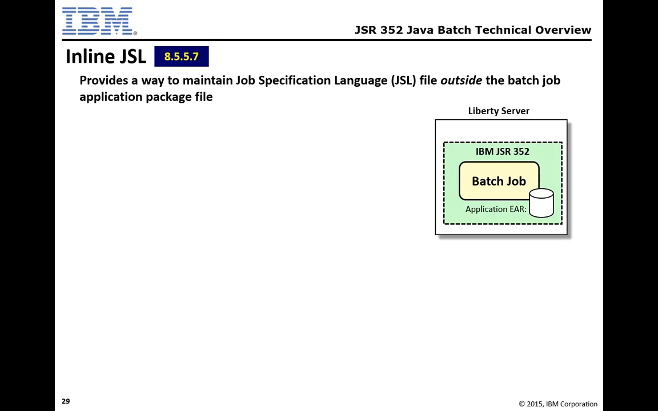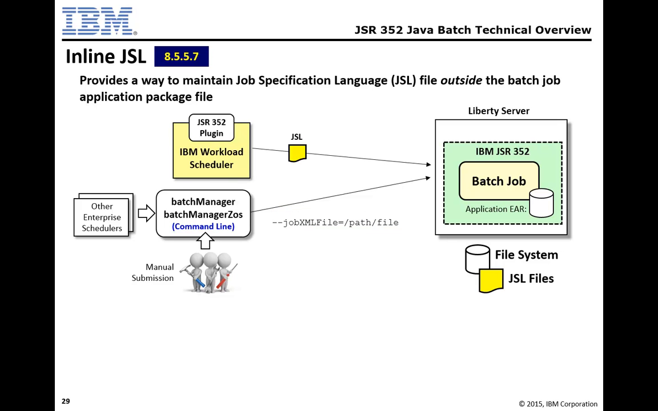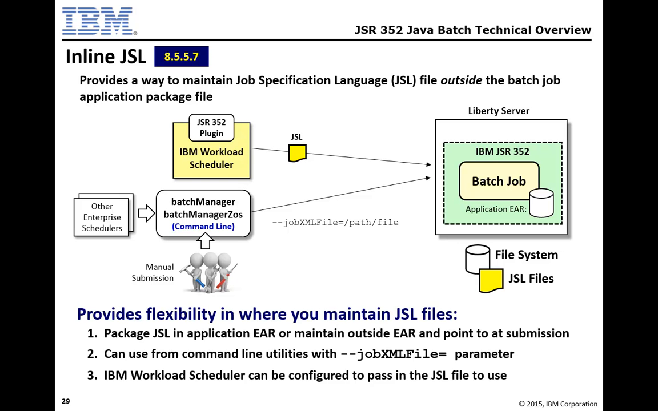Earlier, we showed the job specification language file packaged with the application. With this new function, you have the ability to maintain the JSL outside the application packaging and simply point to it at the time of job submission. When submitting a job using the command line interface, the path and the file name for the JSL is named using the job XML file parameter. The file is read by the command line interface, and the contents are passed to the server over the REST interface. The IBM Workload Scheduler product can also take advantage of this. It can be configured to use the IBM JSR352 REST interface directly and pass in the JSL when submitting jobs. The benefit is greater flexibility in where you maintain the JSL for your batch jobs.